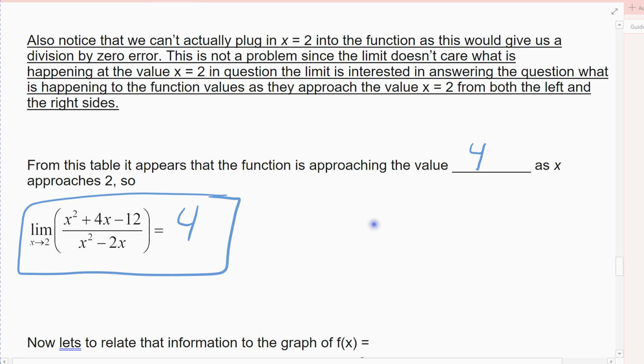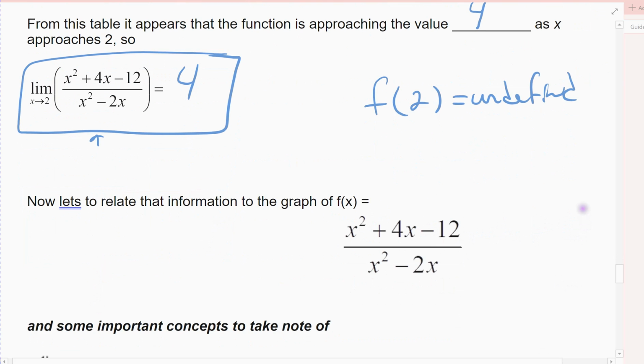All right? Now, the function value doesn't exist. f of 2 is undefined. But the limit exists at 2. The left and the right of 2 are approaching the same value. So this exists, and it is 4.